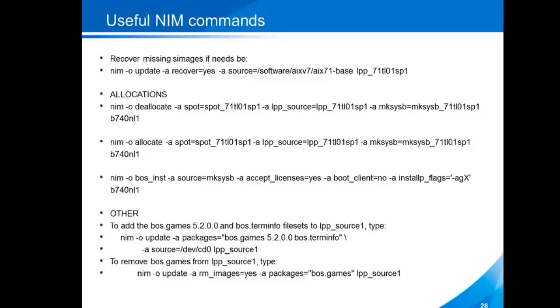Here I'm deallocating the LPP source and the spot and the MKSYSB from my B740 NL1. And then just below it I'm reallocating them. Then we have the bos_inst command as well. Down the bottom I'm showing you how to add individual file sets if you just want to update the bos.games and bos.terminfo file sets. You have to know the exact file set name, but you can do that, and you can point at it. In this case I pointed it at the CD and told it to update LPP source 1. You can also remove them, and that's what the rm_images flag is doing on this very last line.